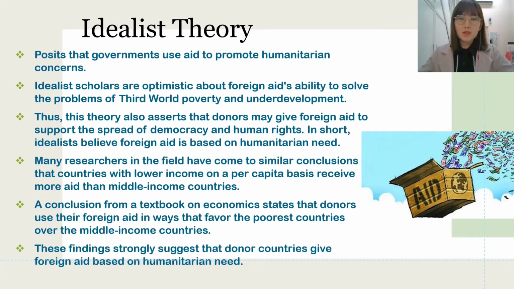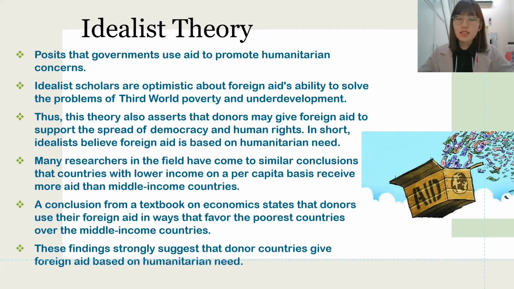Now, let us look at the first theory, which is idealist theory. Idealist theory posits that governments use aid to promote humanitarian concerns. Idealist scholars are optimistic about foreign aid's ability to solve the problem of third world poverty and underdevelopment. Thus, this theory also asserts that donors may give foreign aid to support the spread of democracy and human rights. In short, idealists believe foreign aid is based on humanitarian needs.